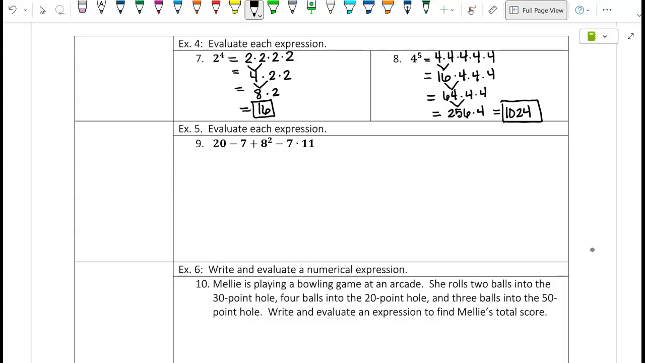So again, I need to understand what is the exponent telling me? What math are they asking me to do at this point?